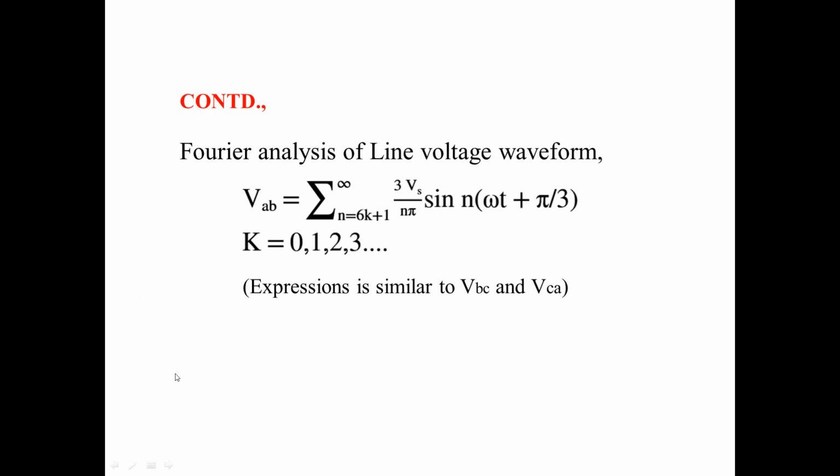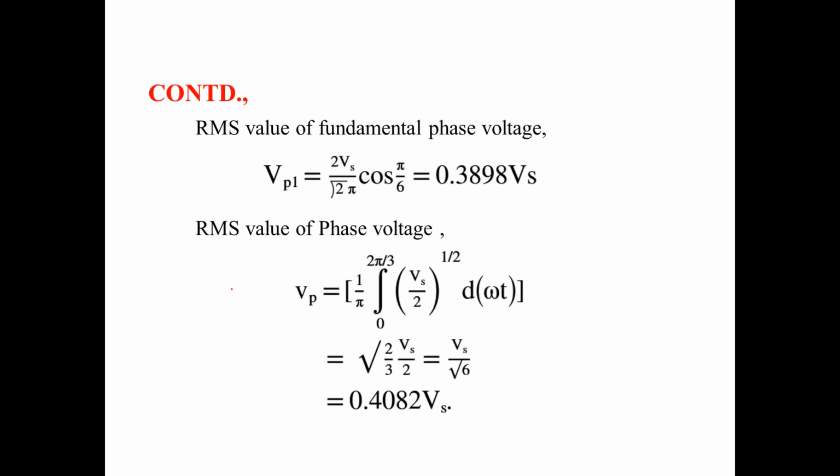And next is to find the line voltage. It is similar for line voltage VAB. VAB will be equal to the summation over n equal to 6k plus 1 to infinity of 3 Vs by n pi, sin n of omega t plus pi by 3, where k varies from 0, 1, 2, 3 up to the required value. It is similar for finding VBC and VCA. The same formula will be used for calculating the line voltage waveform.